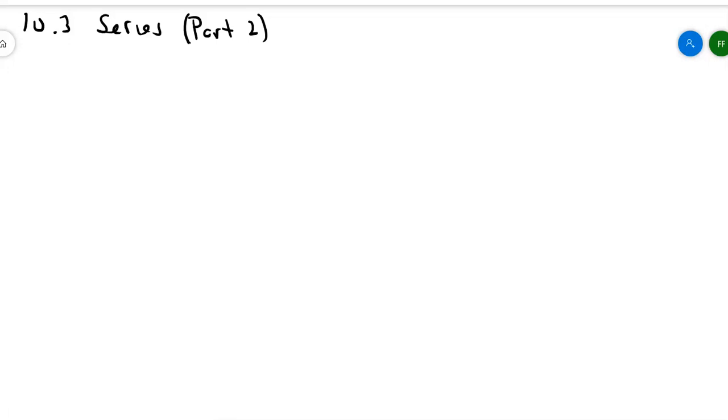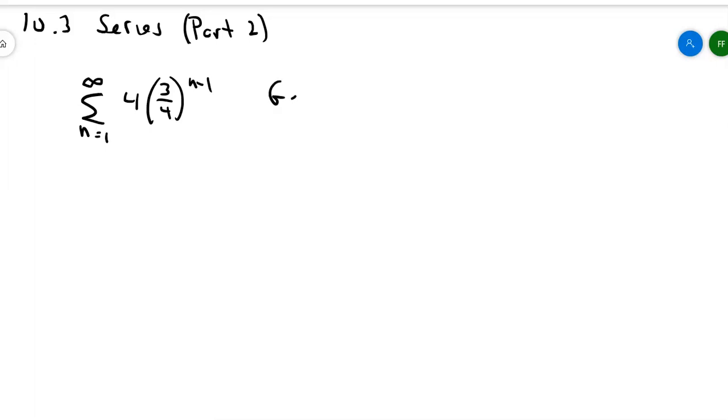Here's the second part of section 10.3. We're going to do a couple of examples of series just to get one more look at how these things work. So suppose I looked at a series like this. I've got the sum from n equals 1 to infinity of 4 times 3/4 to the n minus 1.